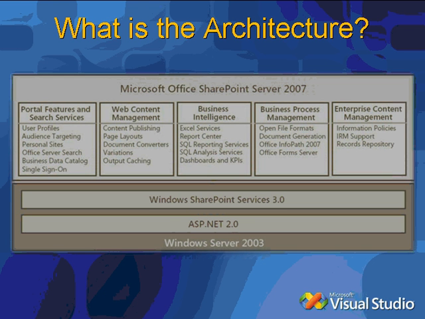Now we'll see the architecture of Microsoft Office SharePoint Server 2007. We have Windows Server 2003 or 2008, which acts as the operating system, the base. Then there's ASP.NET 2.0, a framework which is used to build websites, web applications, and XML web services. It's a part of the .NET framework. ASP.NET is the advanced version, the successor of ASP, Active Server Pages.